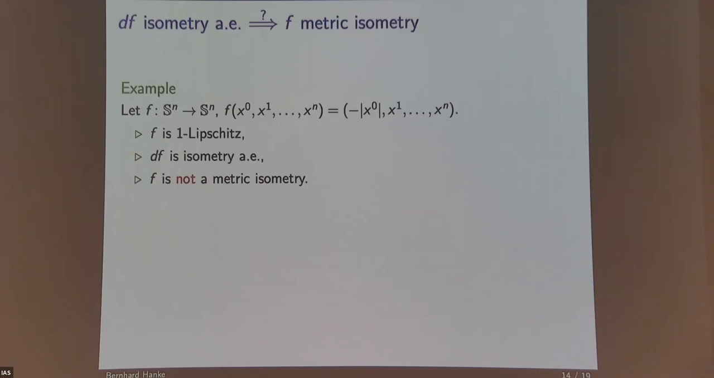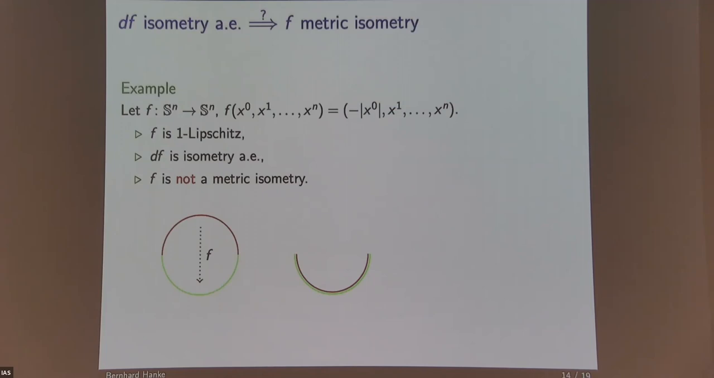Of course you hope that maybe it is, so that we can complete our proof, but it's not so easy, because the inverse function theorem is not true in this generality, and an easy counterexample is this one. You take the map from the n-sphere to the n-sphere which is the identity on the lower hemisphere, you could just take S1 here, and the upper hemisphere is mapped to the lower hemisphere, just by a projection or flip map. So this map is one-Lipschitz and an isometry almost everywhere, but it's not a metric isometry.